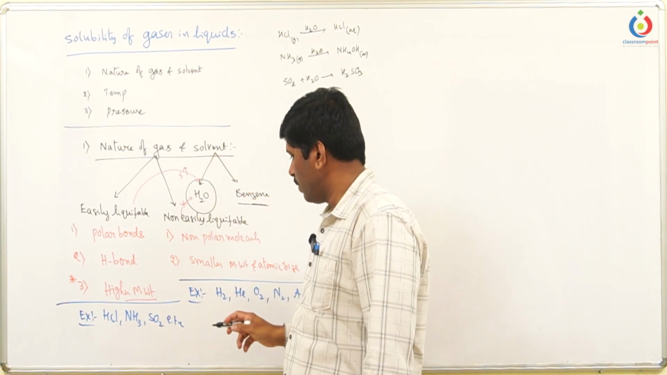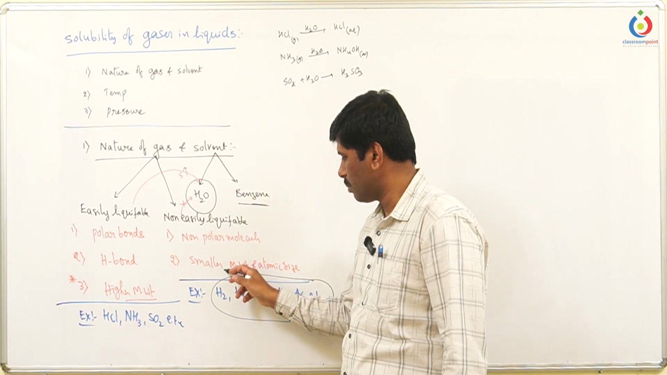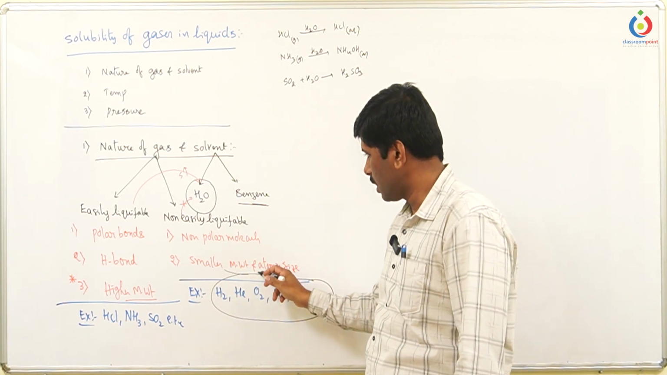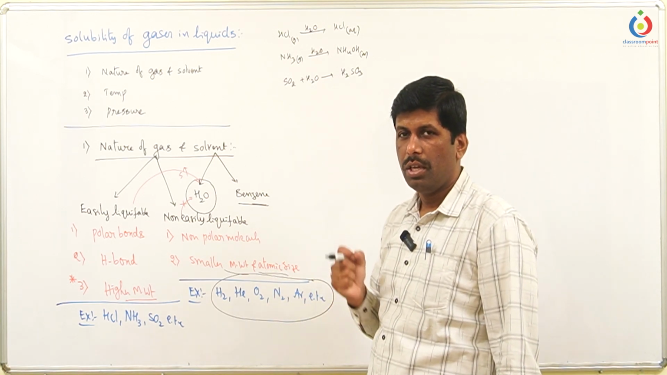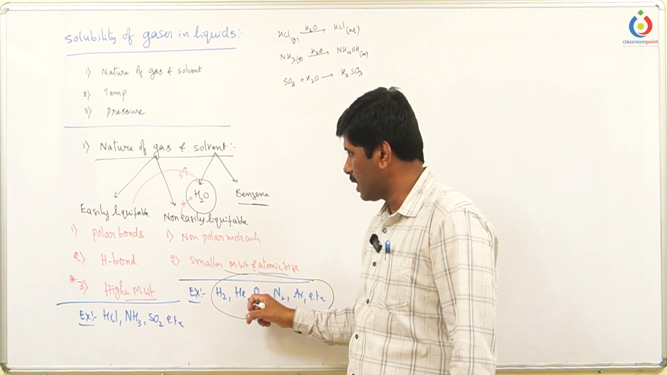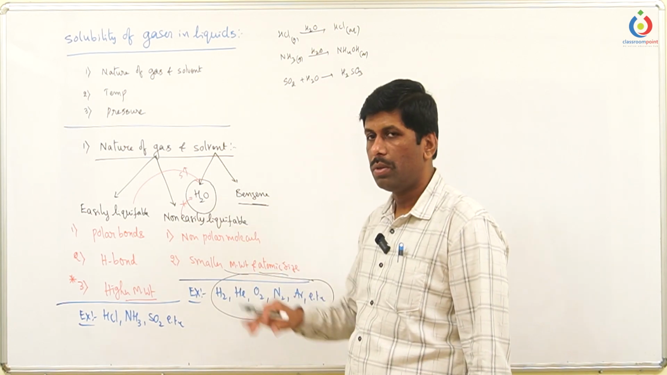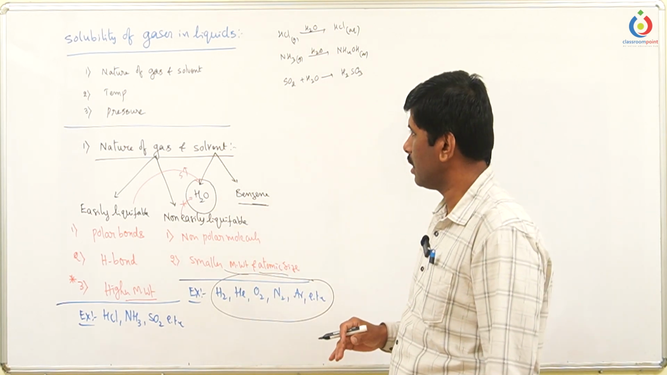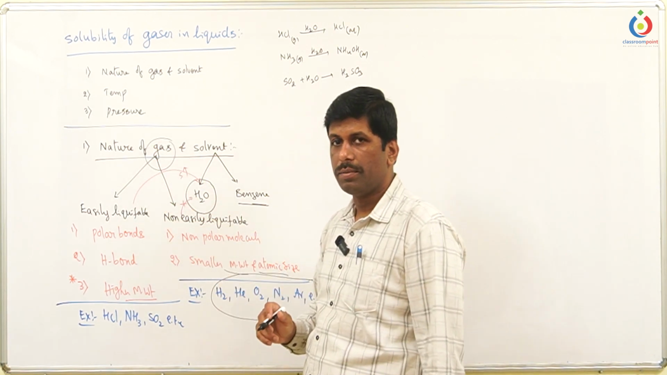And non-easily liquefiable gases cannot be liquefied easily because of smaller molecular mass, smaller atomic size. Smaller atomic size means attraction force is also very less, so that's why their liquefaction becomes very difficult. And if these gases are not ready to react with the solvent, then they are also not soluble in the solvent. So here the nature of the gas is affecting the solubility.